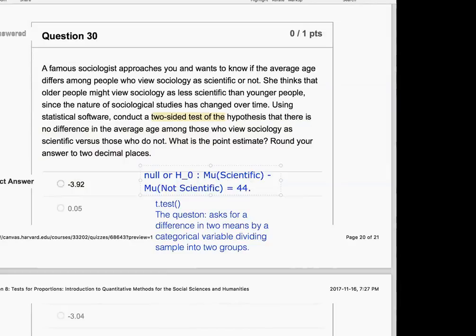What's their average age? Well, their mean age or average age is 44.72. And then you basically subtract the mean age of those who say sociology was not scientific, and that's 48.64. And that difference is equal to negative 3.92.